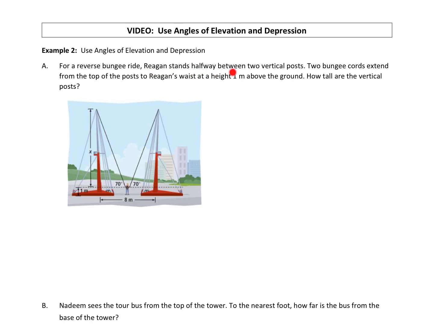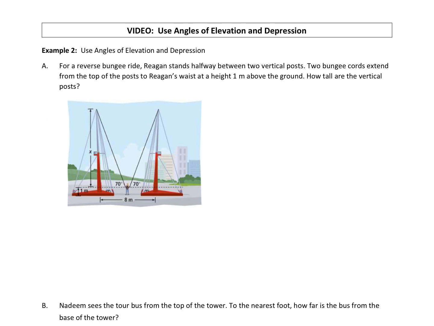Reagan stands halfway between two vertical posts. Some of this is not as clear in your picture. In your note packet, you guys have kind of a black and white version of this. So we can see the two posts are 8 meters apart. Two bungee cords extend from the top of the post to Reagan's waist. So here they are coming down to Reagan's waist, and that is 1 meter above the ground. How tall are the vertical posts?